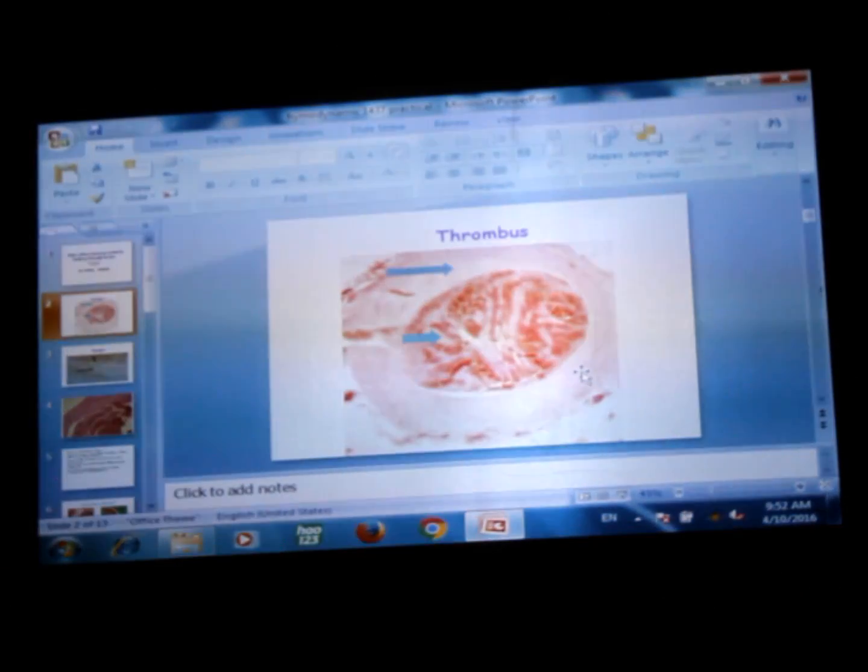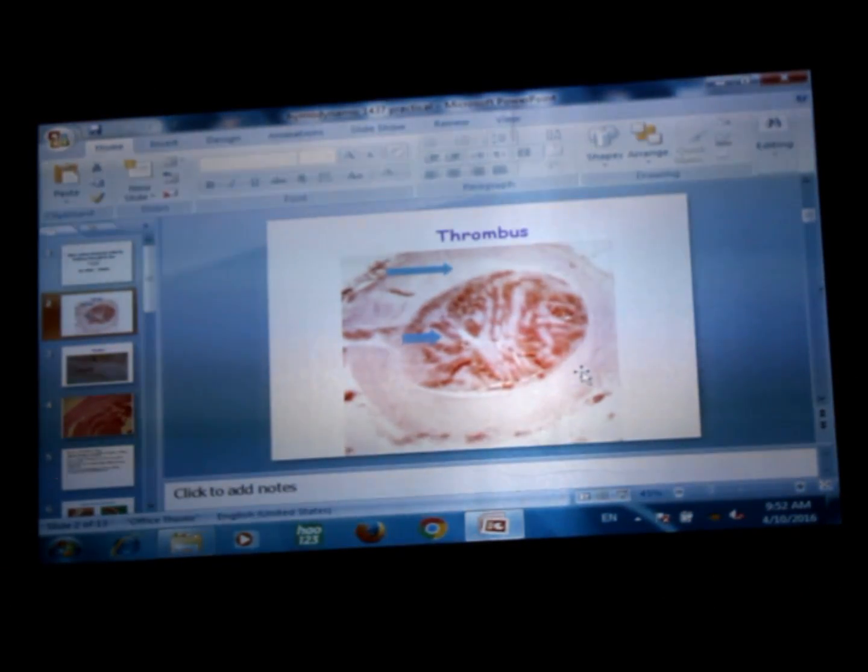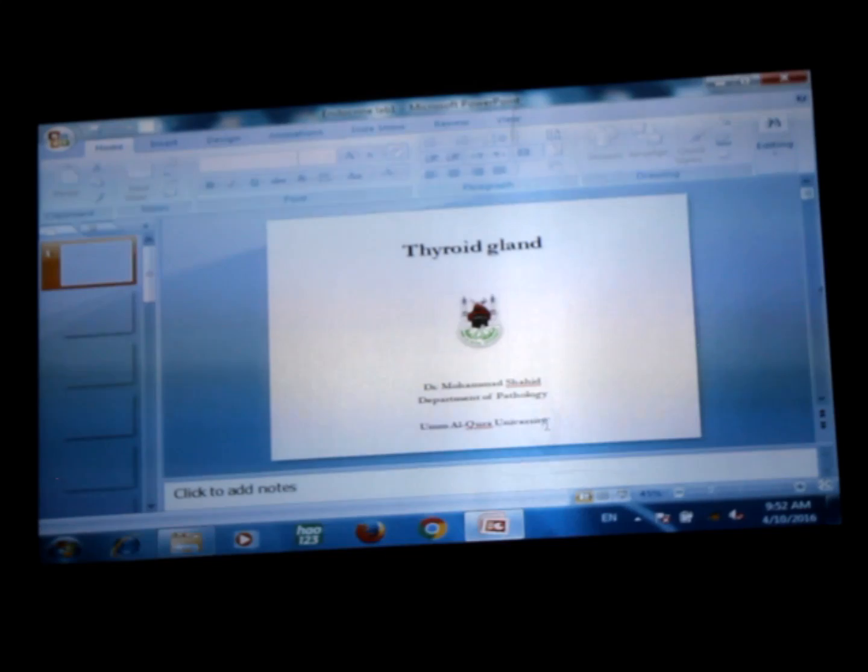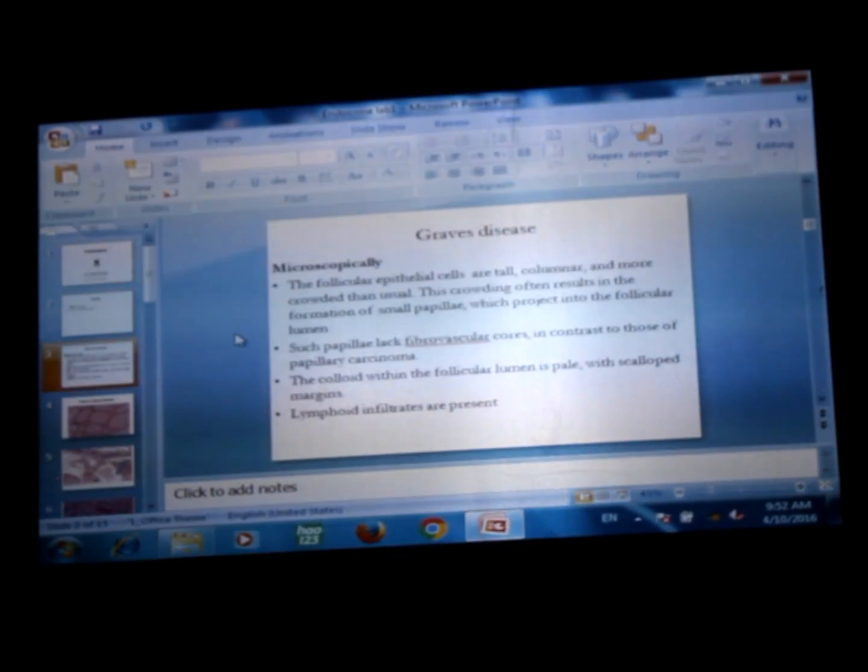So that is about thrombus and infarct, myocardial infarction. Okay. So you have these two slides. Then comes what we have discussed already. So I will show you only the pictures.